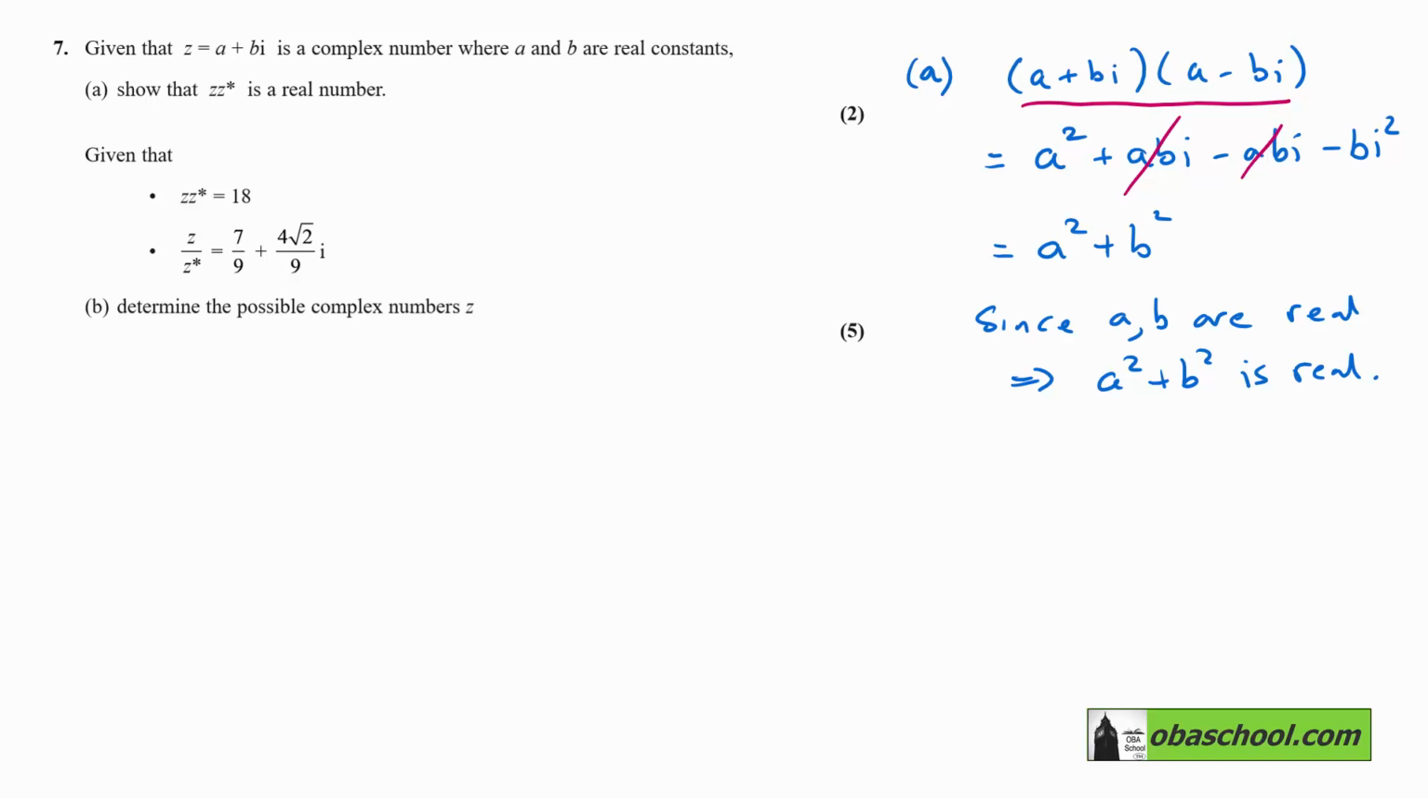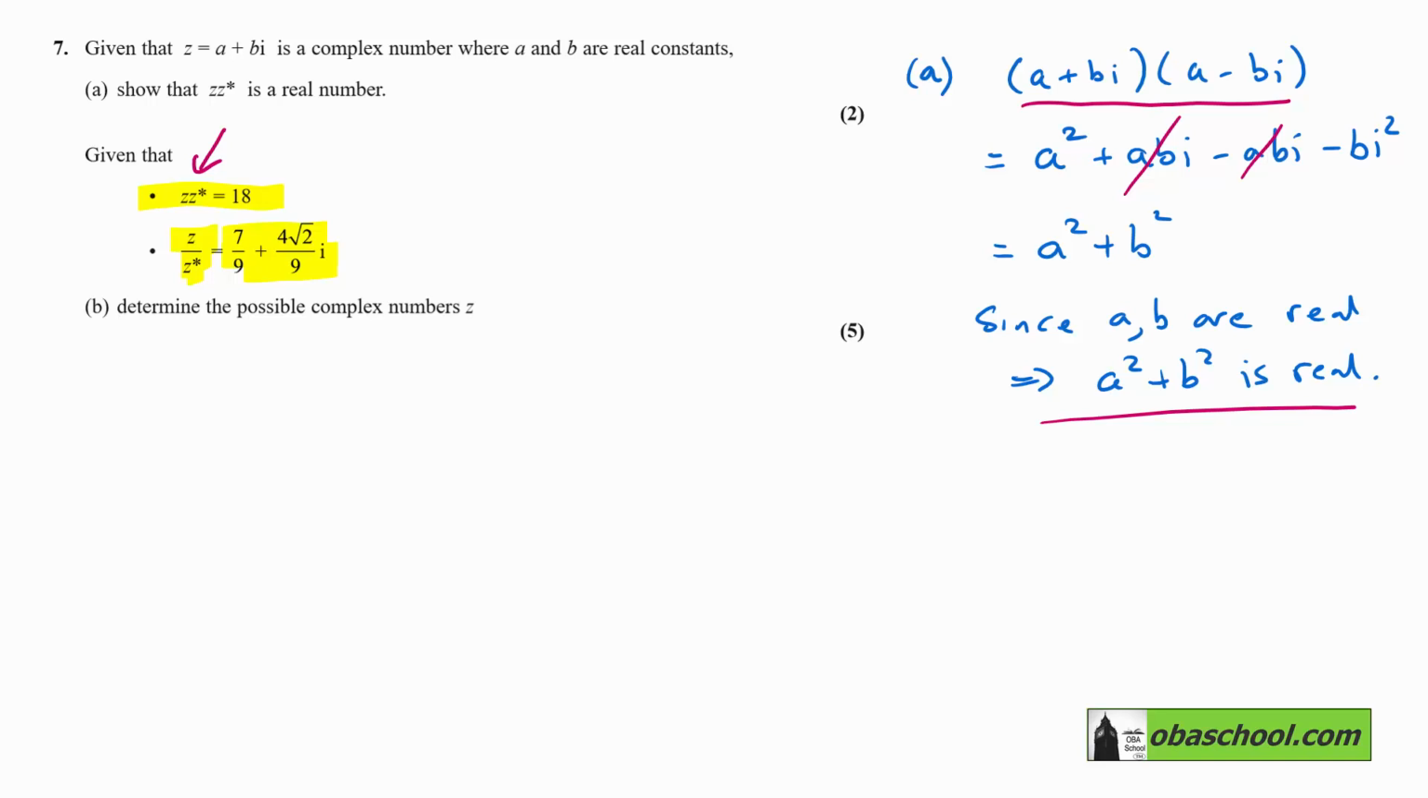Now we're given some extra stuff. We're told that z times z bar is equal to 18, and we're given z divided by z star is equal to this. Determine the possible complex numbers z. Now, since this is z star, which was something we worked on in the first part of the question, it seems tempting just to use the a squared plus b squared there. But I must admit, I didn't do that.